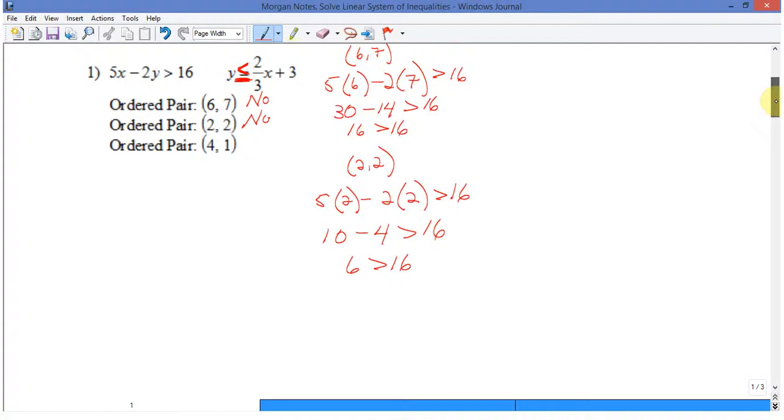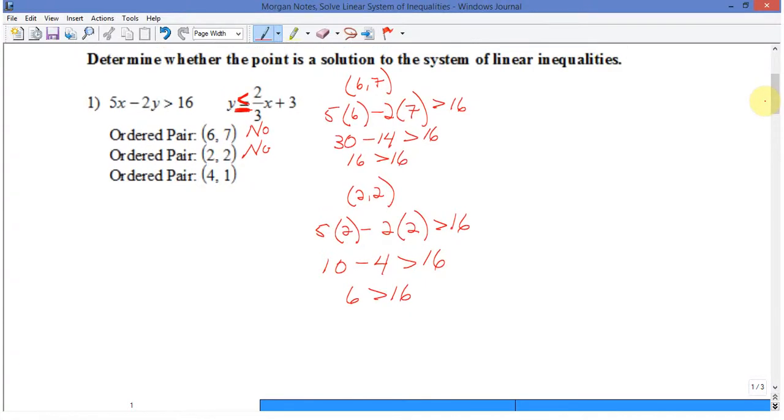Let's go to the final one, which is 4, 1. So let's try 4, 1 into the equations. So I would have 5 times 4 minus 2 times 1 is greater than 16. 20 minus 2 greater than 16. Is that true? I would have 18 greater than 16. Yes, that's true. So it works for the first equation.